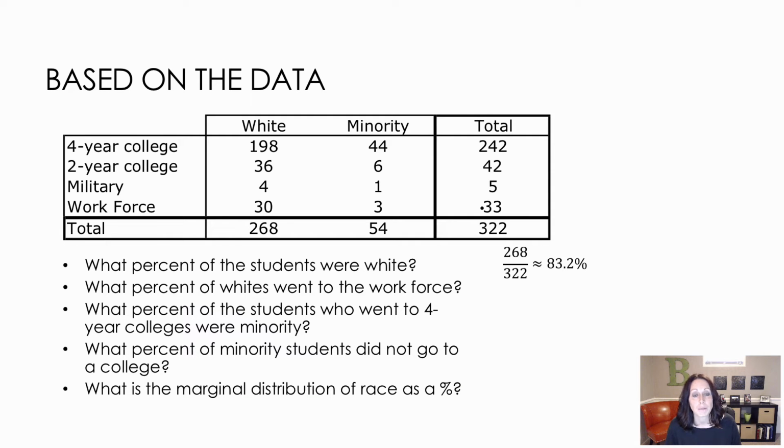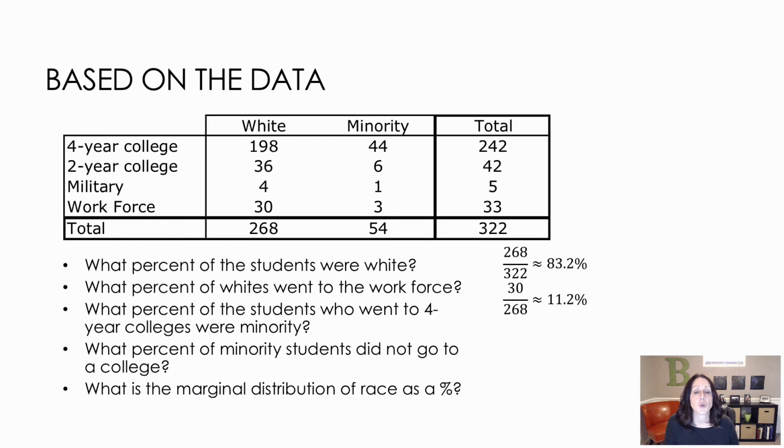The percent of whites that went to the workforce, so this is a little bit different now. We're not going to use the 322 of the total because we're only interested here in percent of whites. So I'm looking at 268, and that went into the workforce would be 30. So my fraction would be 30 over 268. So 30 over 268 would be 11.2%. Remember, when I divide that, I get 0.112, etc., and then I change it to a percent.